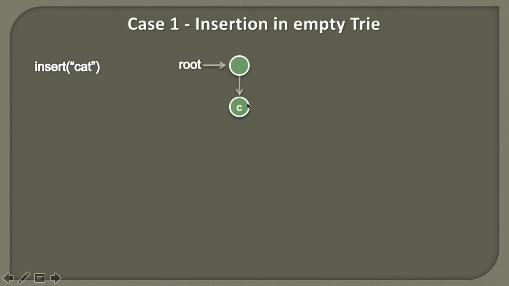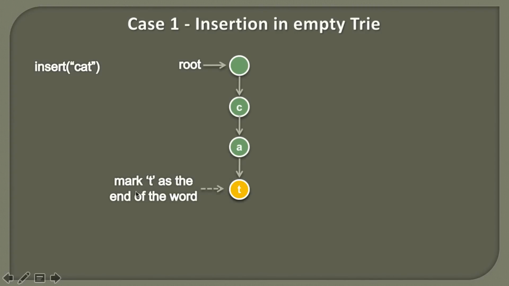Then we'll traverse to C. And now we'll insert A. So it would look something like this. And then we'll traverse to A. And finally we'll insert T. So it looks something like this. And then we will traverse to T. And we know that now we have inserted this word completely. Therefore, we will mark T as the end of the word by making it yellow. So this was use case 1.